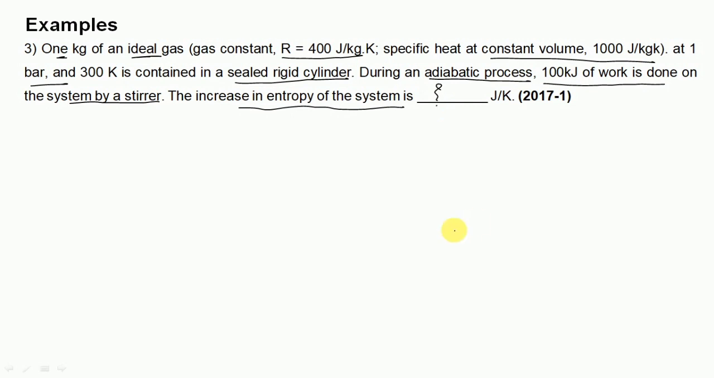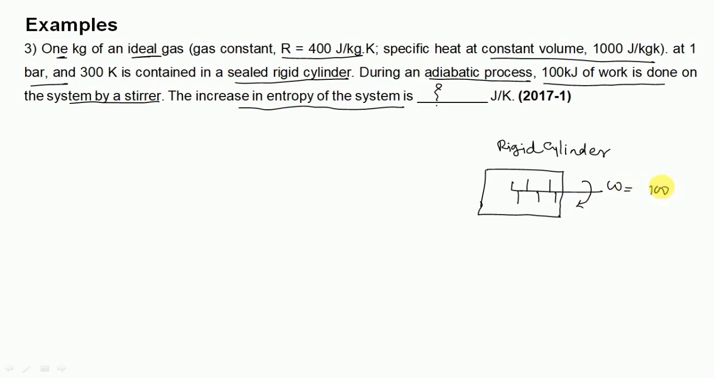Okay, so it's very simple. Here the data is given in that way. If you consider this is the rigid cylinder, so here it is rigid, and here a stirrer is applied. So the stirrer is rotated and some amount of energy is used, with which we are applying the work of 100 kilojoule. But here we are supplying the work to the system. If you consider this a system, then we know the work is minus.